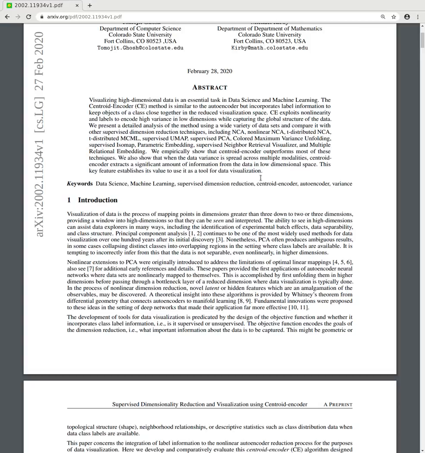We empirically showed that Centroid-encoder outperforms most of these techniques. We also showed that when the data variance is spread across multiple modalities, Centroid-encoder extracts a significant amount of information from the data in a low-dimensional space. This key feature establishes its value as a tool for data visualization.